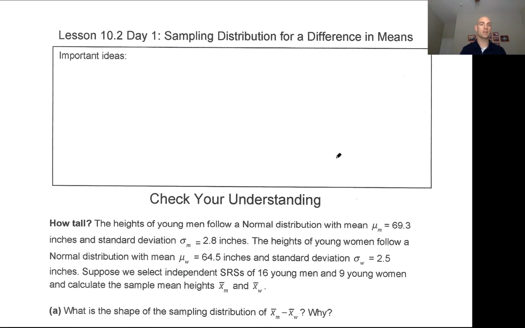Hey, welcome back. Today we're going to talk about sampling distributions for the difference of means. And when we do that, we're going to look at a particular problem. We find some of the characteristics of that sampling distribution. So let's go ahead and get started.